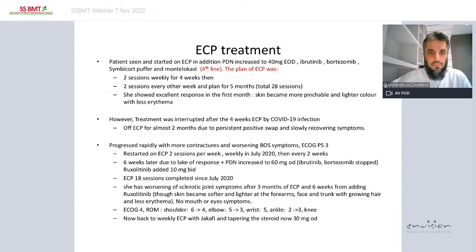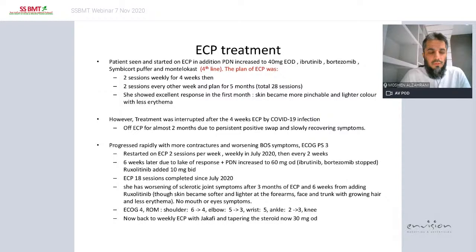She got COVID-19 infection. She required short hospitalization, but it was not very bad. So she was off ECP for almost 2 months due to persistently positive swab and slowly recovering symptoms. Then we saw her after that to restart ECP. We found that she progressed rapidly with more contractures and worsening bronchiolitis obliterans syndrome symptoms. Her performance was more impaired, where ECOG was 3. She was in a wheelchair when she came to the clinic.